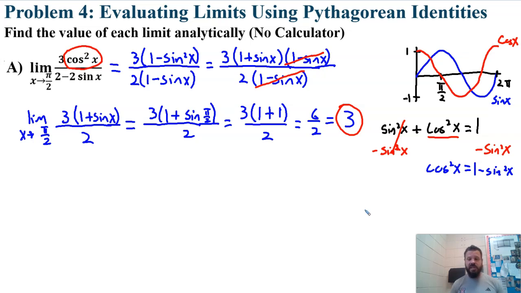All right, so there's an example of utilizing Pythagorean identities within a limit problem involving trig. Why don't you take a minute, pause the video, work through part B in your note guide, and then hit play when you're ready to check and see if you got the right answer.